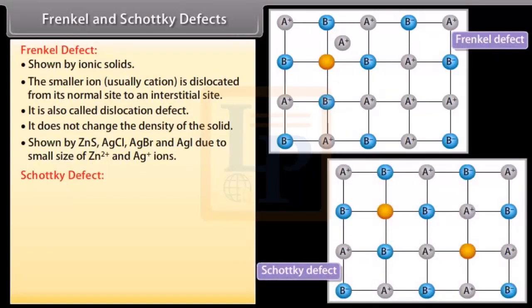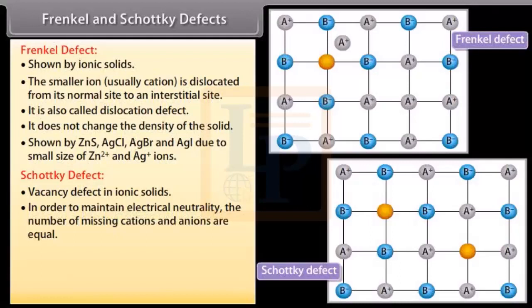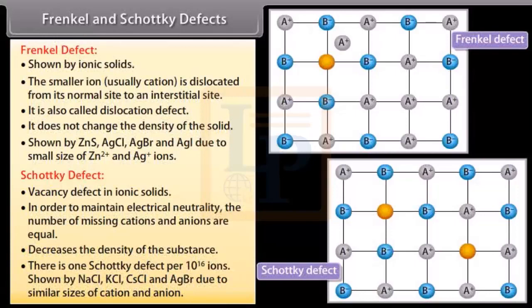Schottky defect, vacancy defect in ionic solids. In order to maintain electrical neutrality, the number of missing cations and anions are equal. Decreases the density of the substance. There is one Schottky defect per 10^16 ions, shown by NaCl, KCl, CsCl and AgBr due to similar sizes of cation and anion.